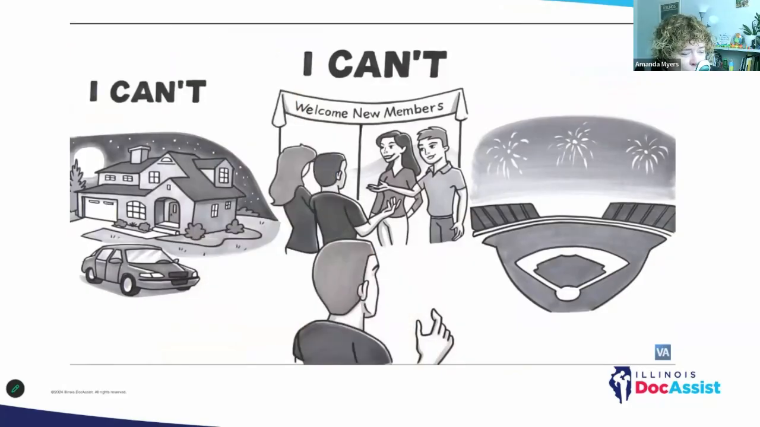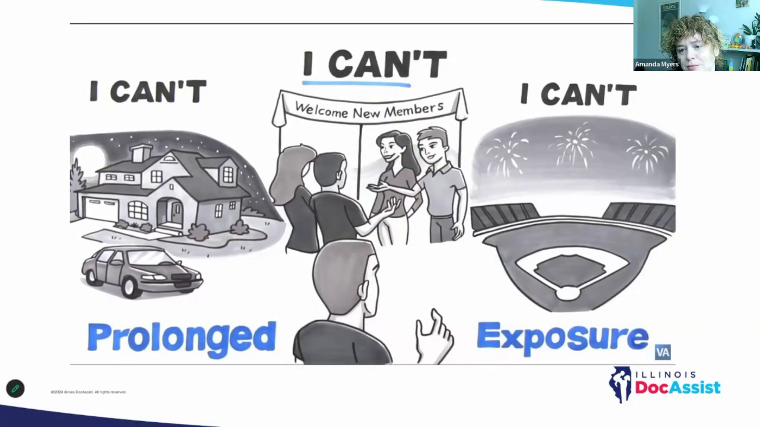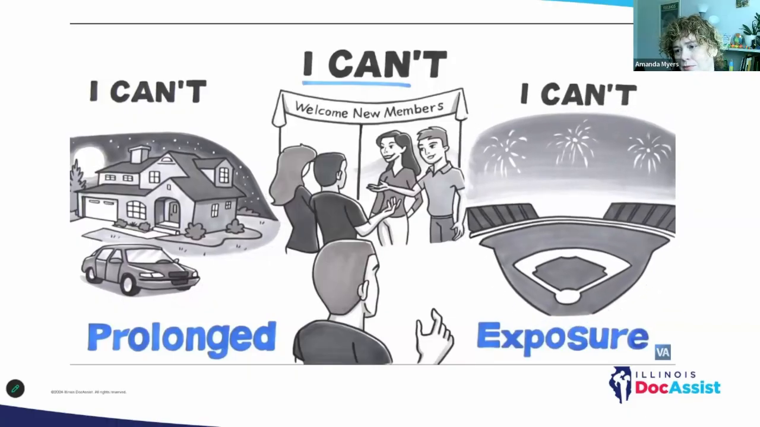I can't leave the house at night. I can't trust anyone. I can't handle crowds. But these rules won't help you overcome PTSD. So how do you learn to say "I can"? Prolonged exposure, or PE, is a treatment for PTSD that helps you do safe things you've been avoiding.